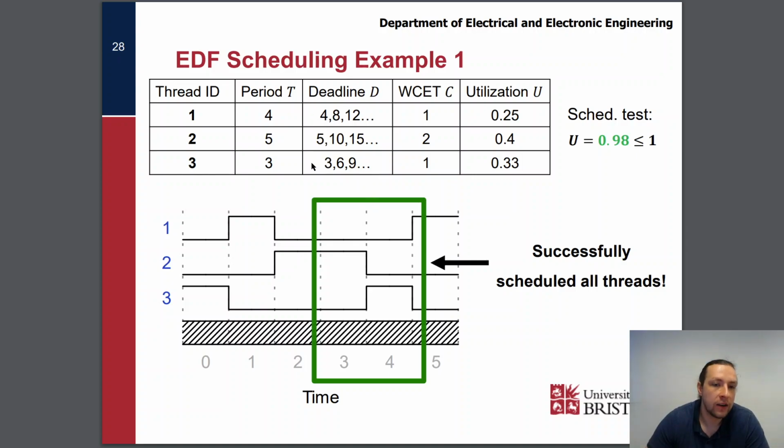But as you can see, every time we go up in a time slice, we have to look at these deadlines, and we can't actually predict the priority in advance, as we can do with the rate monotonic. So this is an example of a dynamic scheduling algorithm.